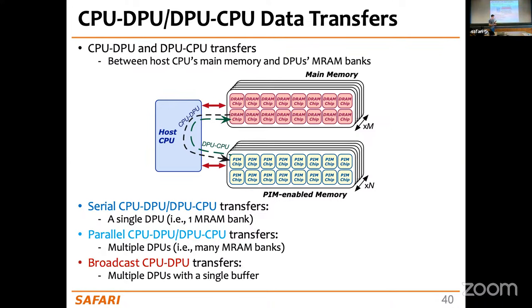And the last of the transfers is CPU to DPU broadcast transfers. In this case, we target multiple DPUs and we send a single buffer from the main memory to the PIM enabled memory. Okay, that's why it's only in one direction.